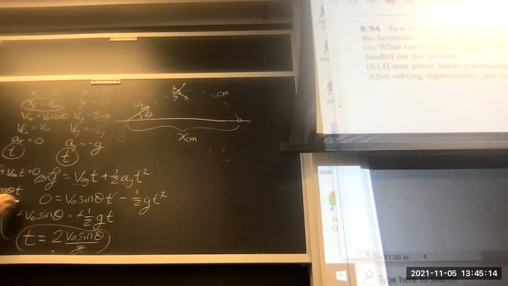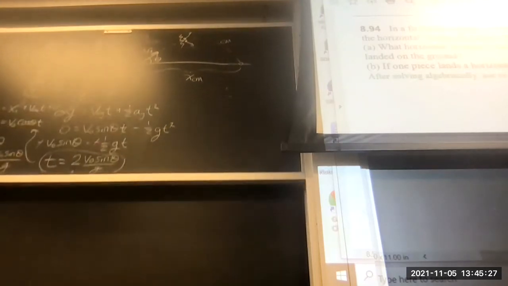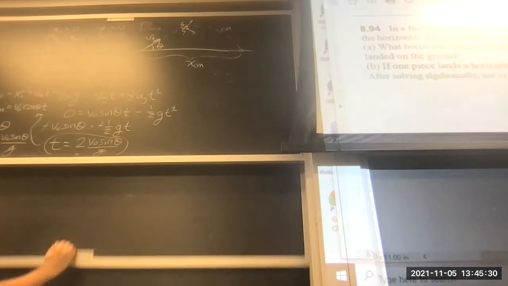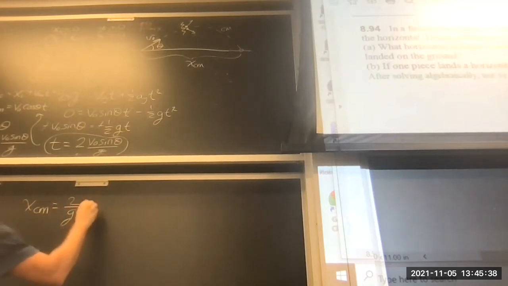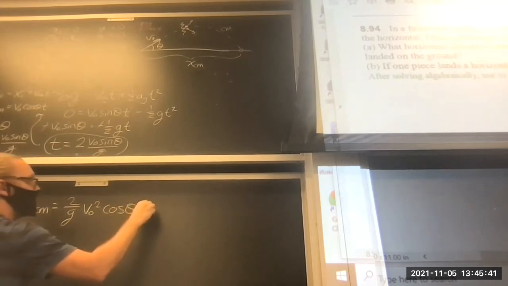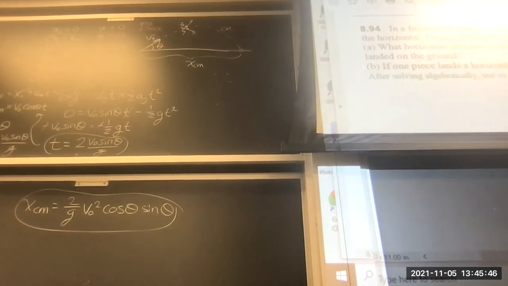We now have t, so we end up with this great equation. Yes, it is great. v naught cosine theta, oh, I ran out of space, times 2 v naught sine theta over g, sorry. Which goes to this equation here. We have 2 over g v naught squared cosine theta times sine theta. Okay, so that was just a kinematic solution. Right, that's all that was.